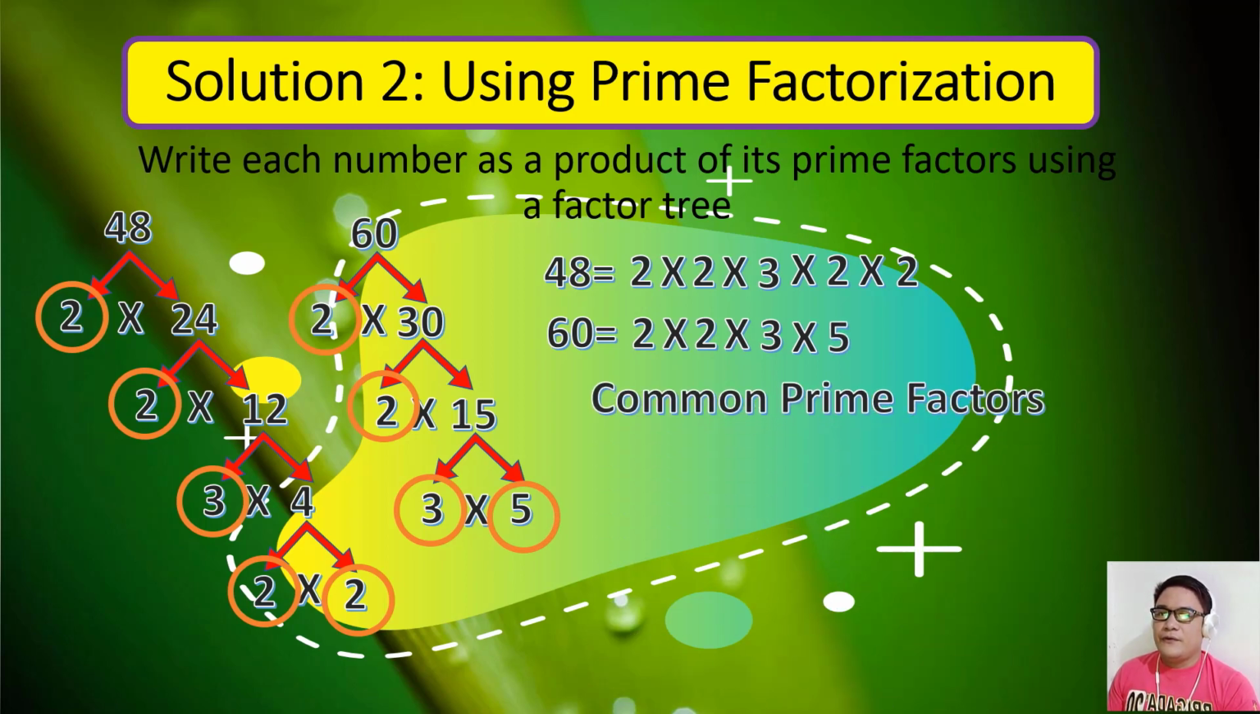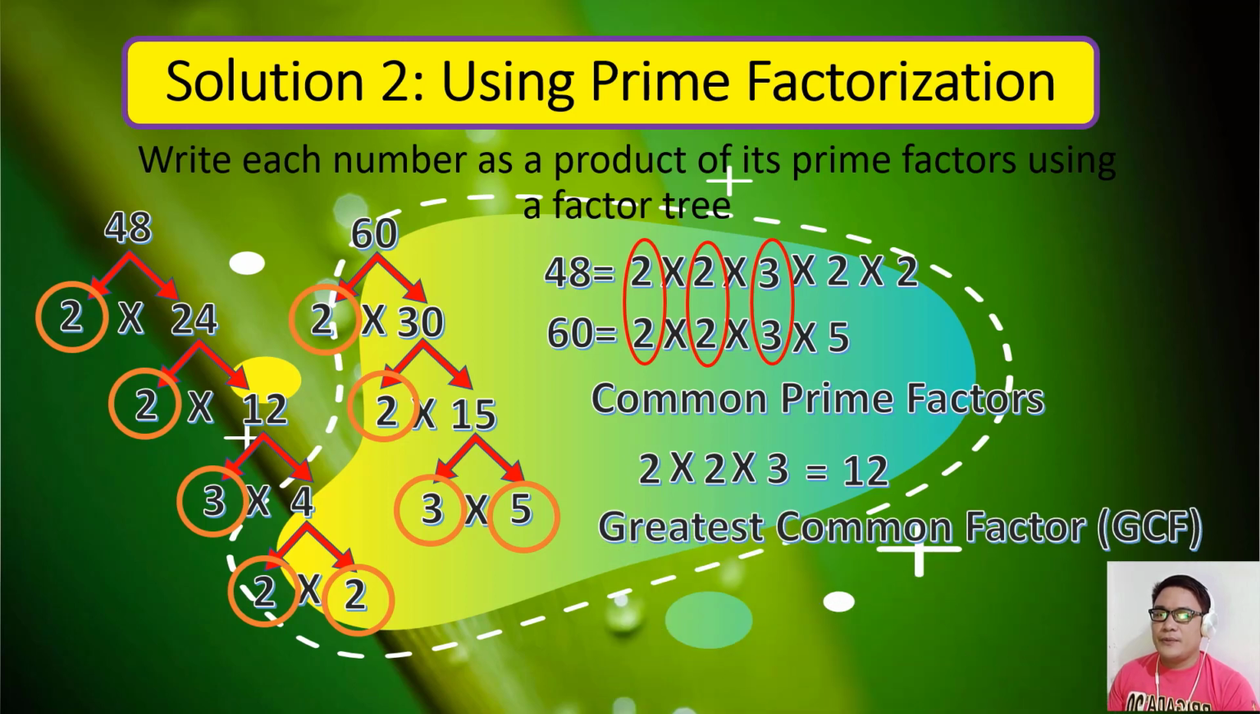Then, find the common prime factors. And the common prime factors are 2, 2, and 3. Then multiply the common prime factors. We have 2 times 2 equals 4 times 3 equals 12. Therefore, the GCF of 48 and 60 is 12.